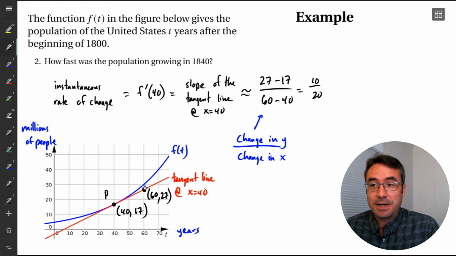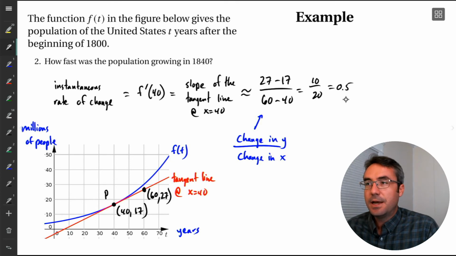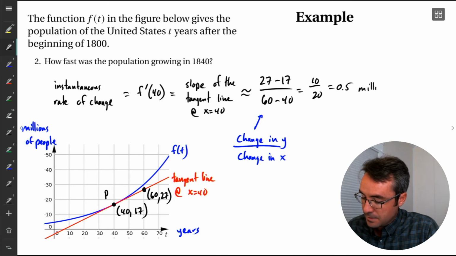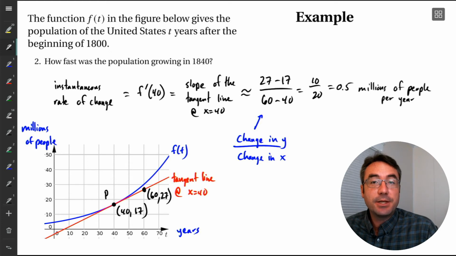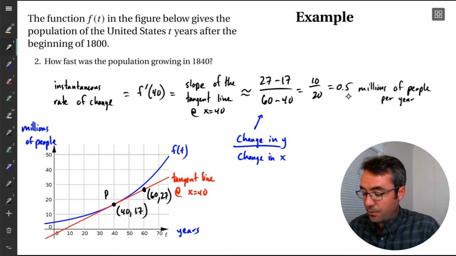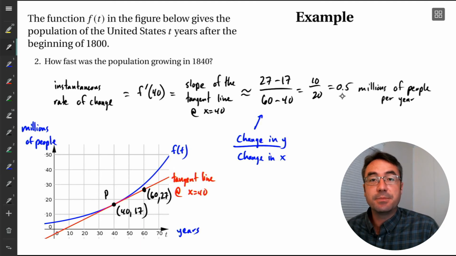For this point, we're approximating when we identify the coordinates for this point as well. So the slope of the tangent line is going to be approximately this fraction. And that ends up being 0.5. And so in the year 1840, what this value represents is how fast the population was growing in the year 1840. So it's growing at a rate of about 0.5 millions of people, so about 500,000 people per year.